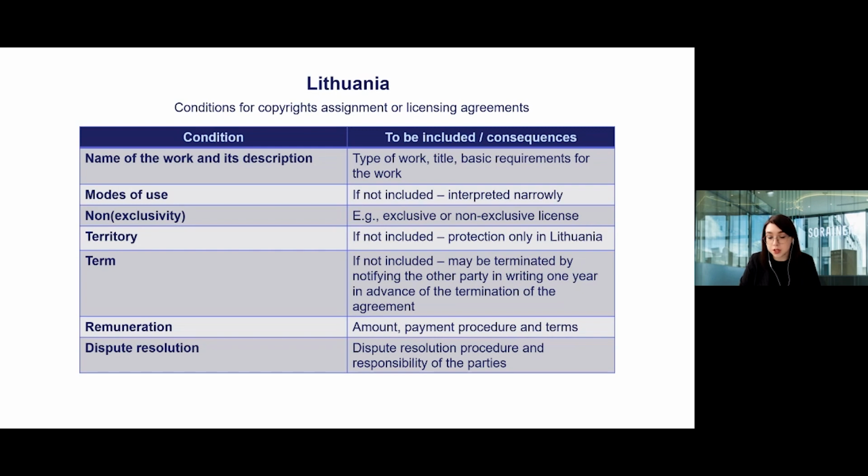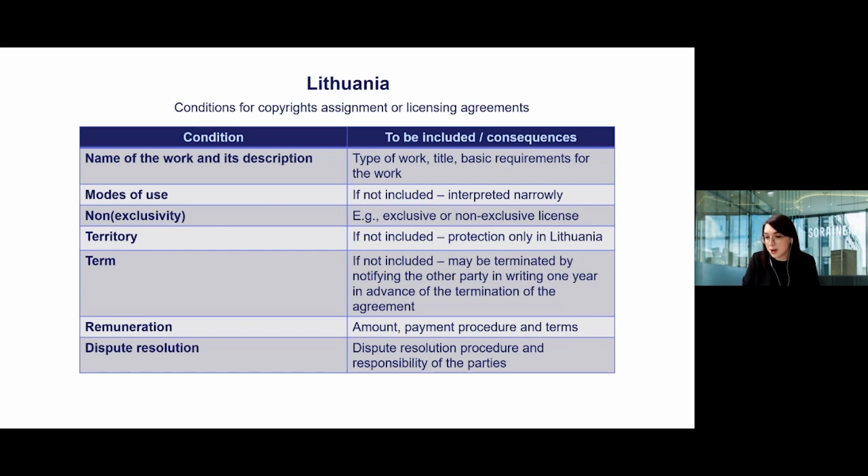And also with regards to term, if the term for which rights are assigned is not specified, then either party may terminate the contract by notifying the other party in writing 1 year in advance of the termination of the agreement. And there is also some remuneration in this resolution to be included.